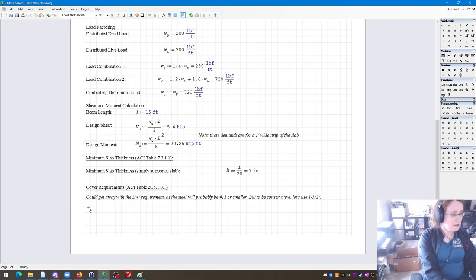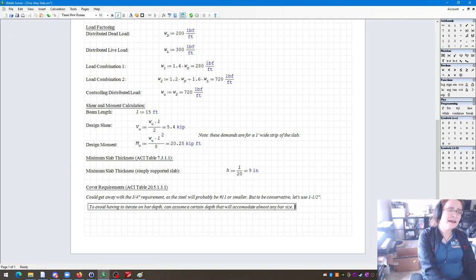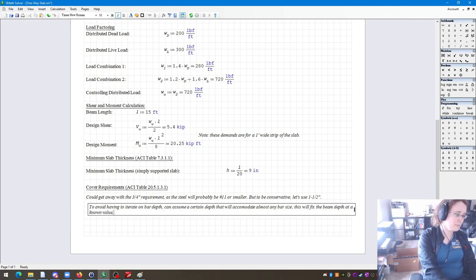So, to avoid iterating on the bar depth, we can assume a certain depth that will accommodate almost any bar size, except that number 18 bar. And then this will fix the beam depth at a known value, but simply adjust the cover depth as needed.